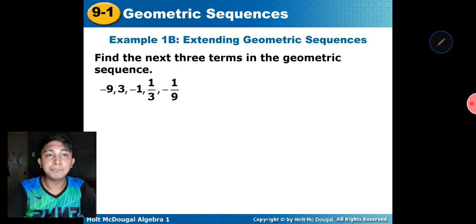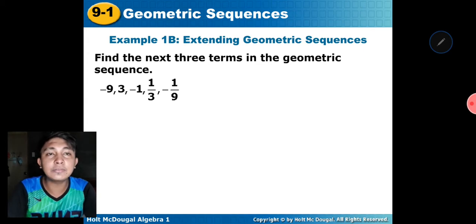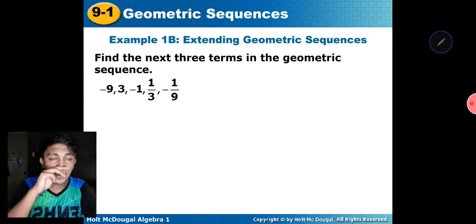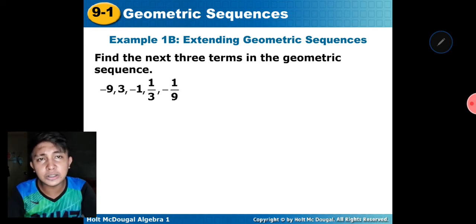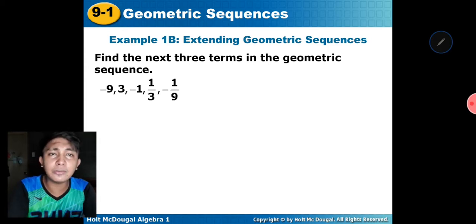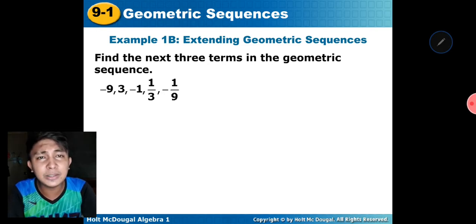Second example, find the next three terms in the geometric sequence: negative 9, 3, negative 1, 1/3, negative 1 over 9. So medyo challenging tong problem na to since how could you find a common ratio na makikita natin bawat alternate terms magkaiba ang sign. Ano kayang iba dito compared sa kaninang example?